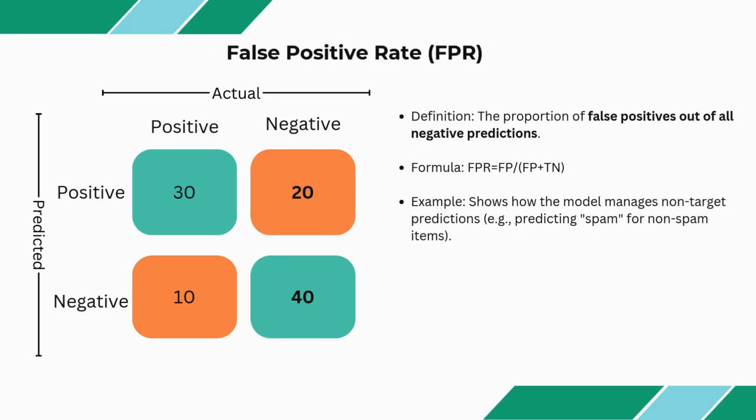Let's move to the last one, which is false positive rate or FPR. Again, this considers the right hand side column of negative ones. So the definition is the proportion of false positives out of all negative predictions. So it considers FP divided by FP plus true negative. So in our example, it shows how the model manages non-target predictions. For example, predicting spam for non-spam items.